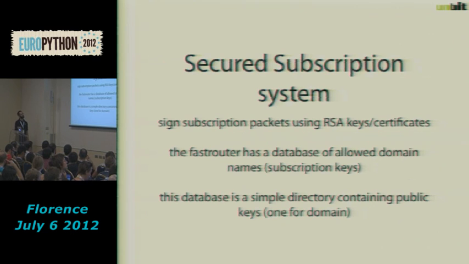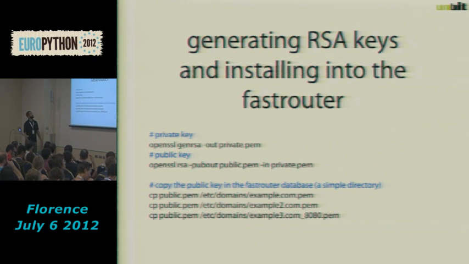My solution, my currently preferred solution, is using RSA to sign your subscription packet. You only need to start the Fastrouter, passing it a directory containing all of the public keys of your customers, one per domain. Let's see how it works. Your customer will create its private key. Then it will create its public key. Then it will send you the public key, and you will copy it in the directory you have used for the Fastrouter DB, renaming that public key to the name of the domain.